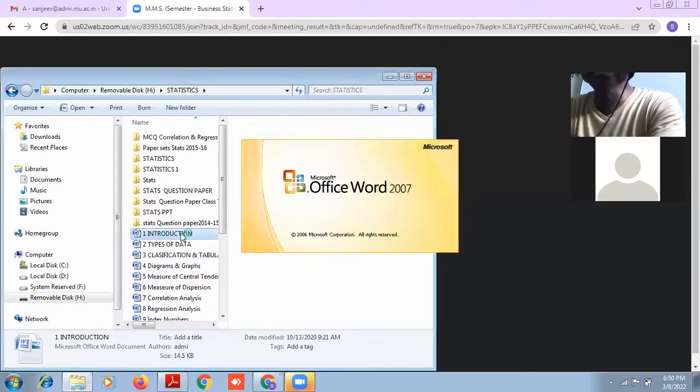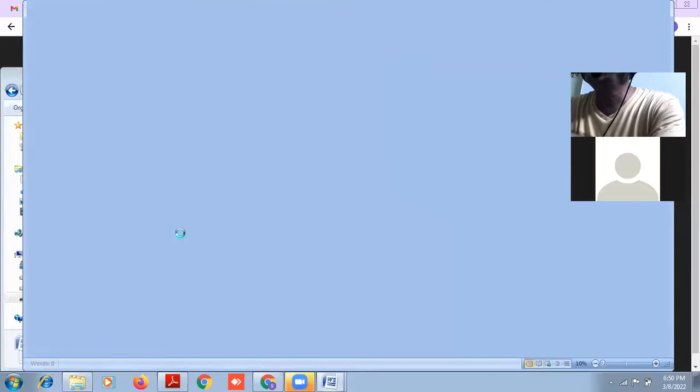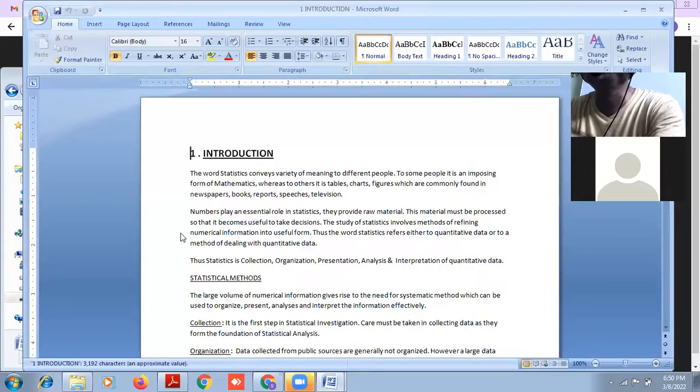So you have various topics such as introduction to statistics, then measure of central tendency, that is averages and all. Can you see the screen? Yes, we can. So you have introduction, then measure of central tendency, measure of dispersion. After that, we have testing of hypothesis. Mainly, your syllabus is on the basis of testing of hypothesis.